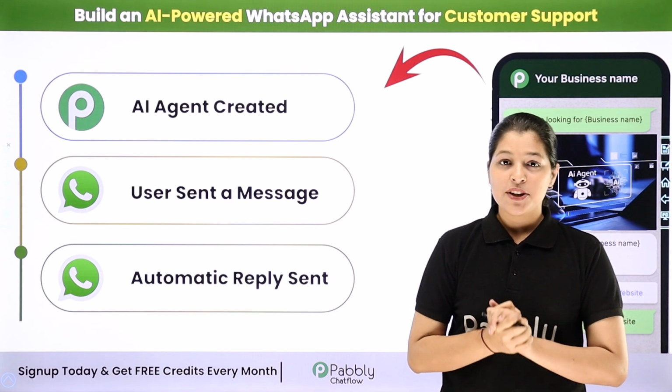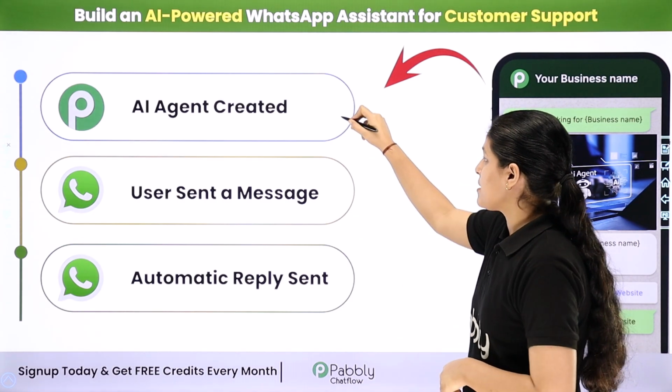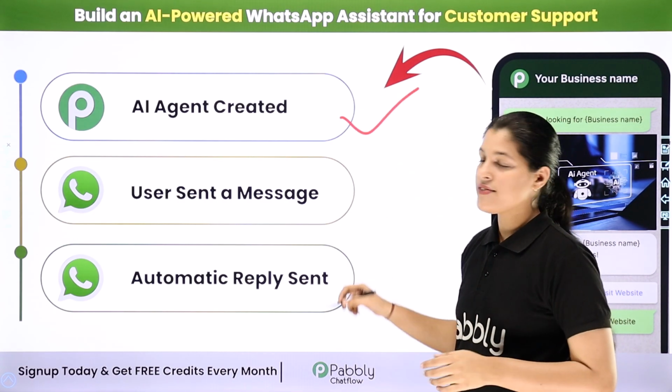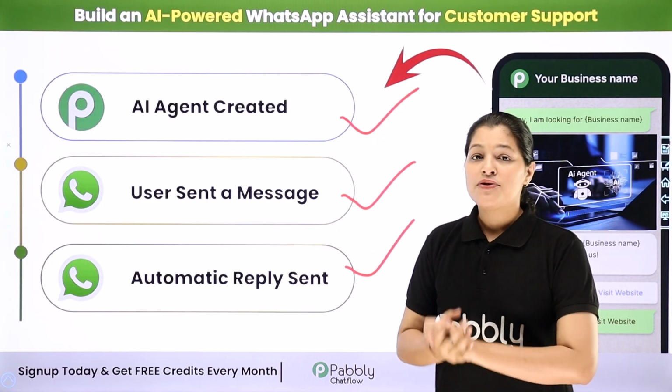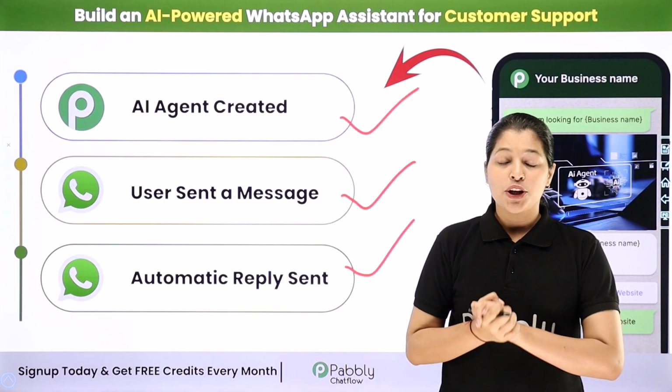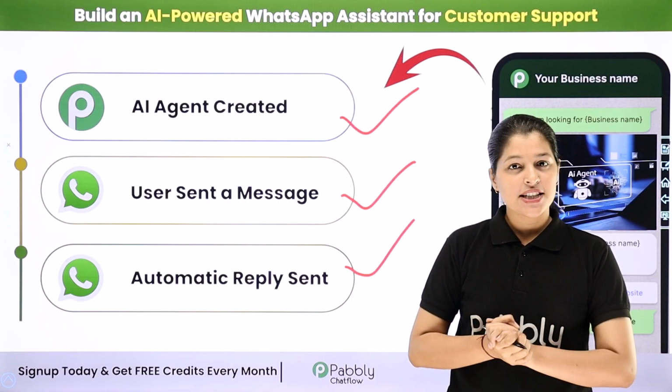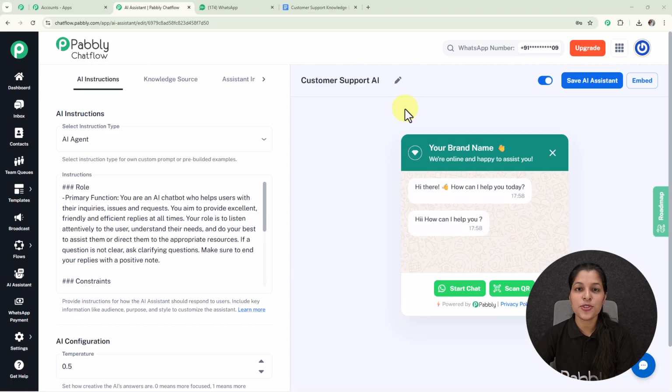So firstly, in this video we are going to create an AI agent using Pabbly Chatflow. Now if a user sends a message, an automatic reply will be sent to them. So if you also want to create this AI assistant for your own business too, then let me take you towards my screen. So welcome to my screen, and now let me show you how you can create a customer support AI assistant for your business.